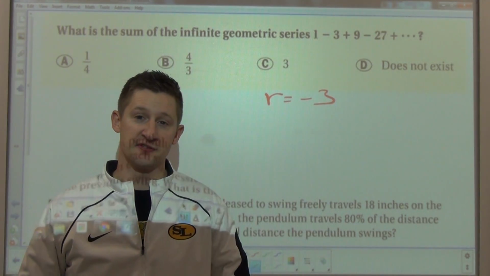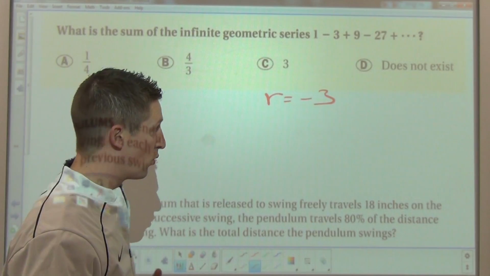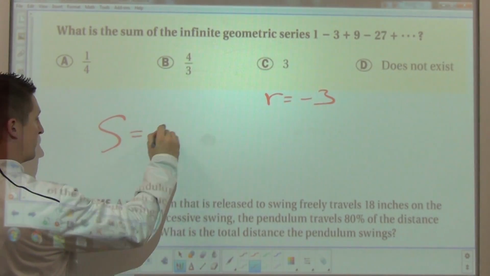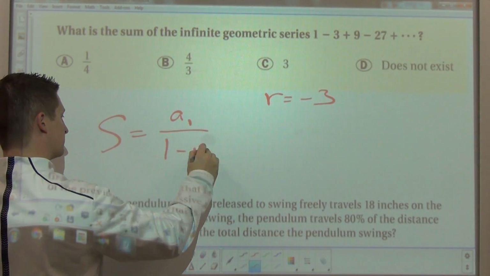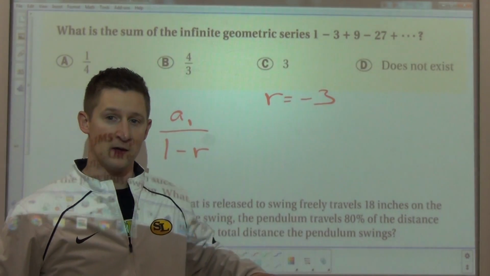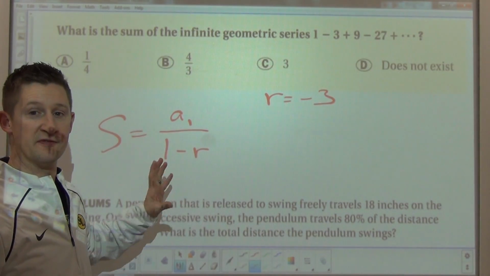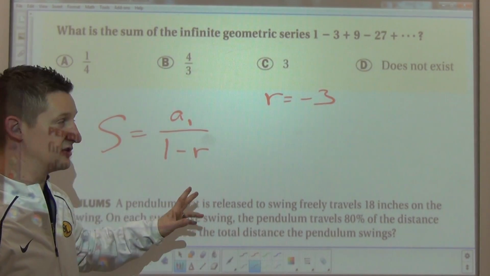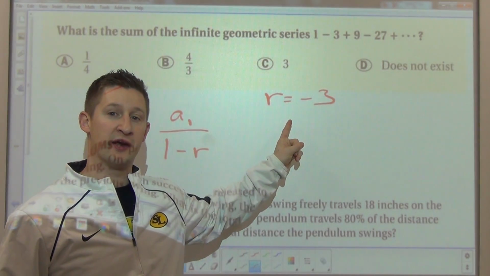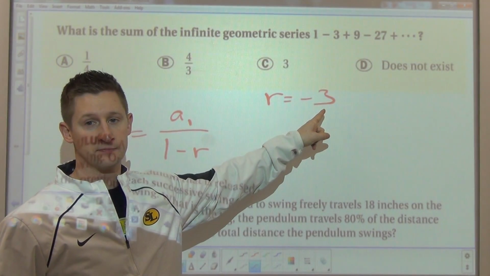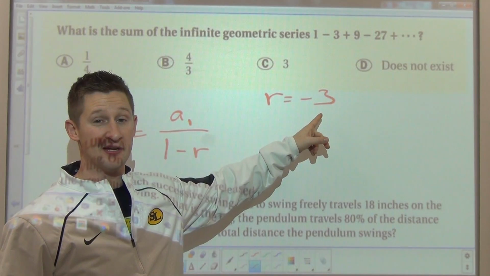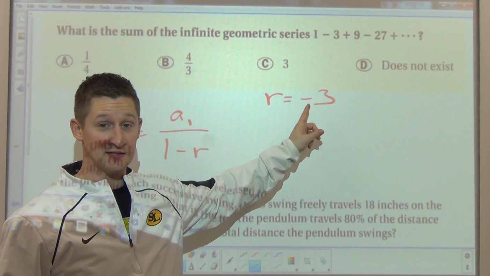So, can I find the sum of the infinite geometric series? Well, here was our formula to do so. However, I could only find the sum of an infinite geometric series if my common ratio had an absolute value that was less than 1. Well, the absolute value of negative 3 is positive 3, which is not less than 1.